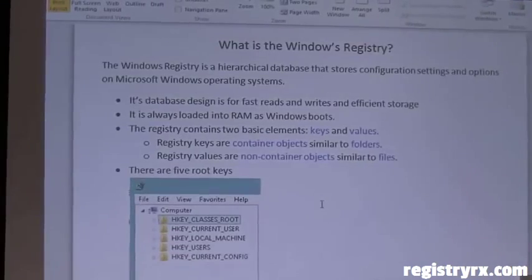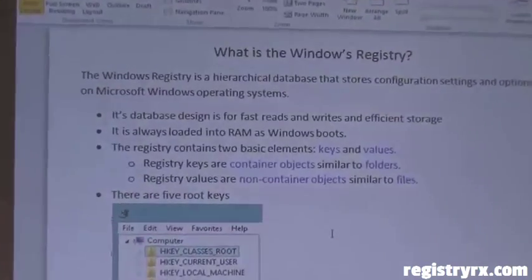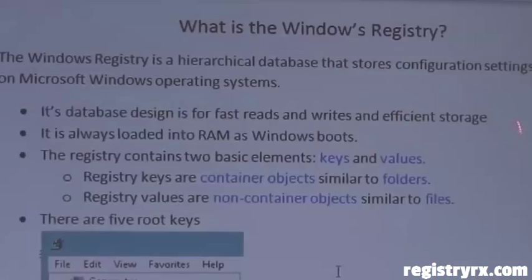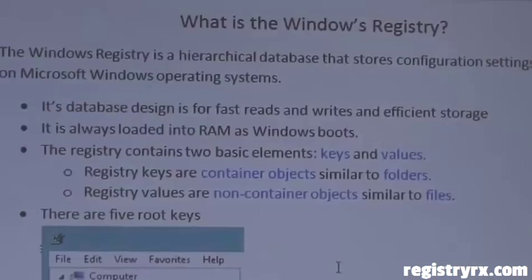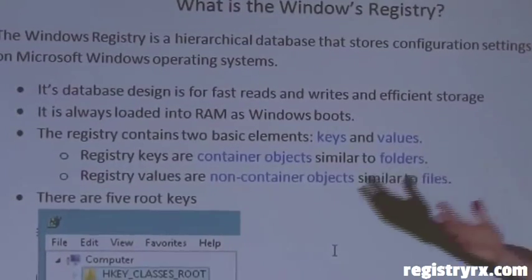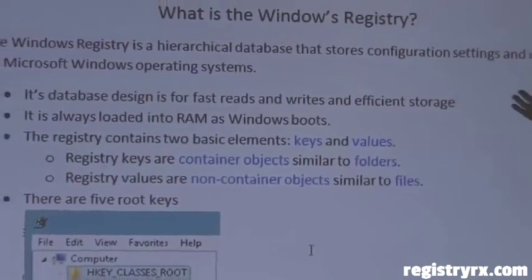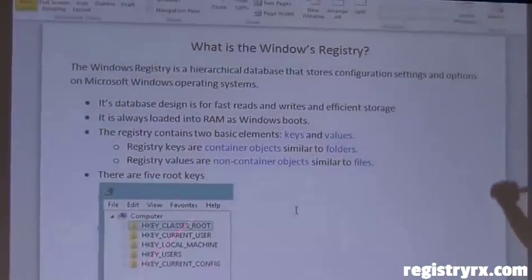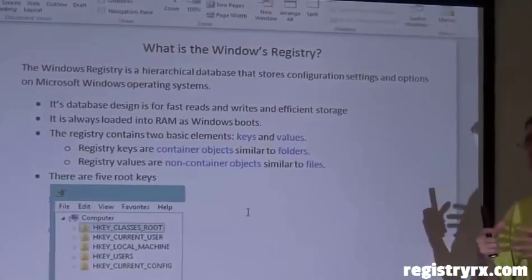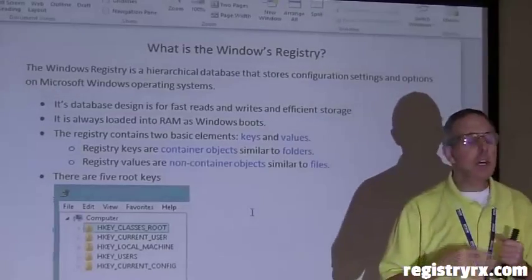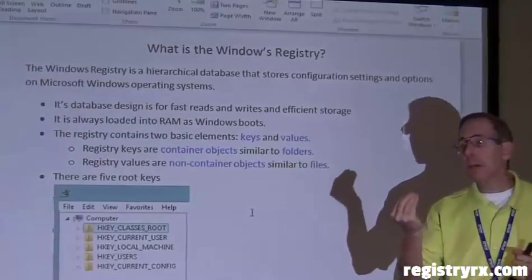What is the Windows registry? The Windows registry is a complex hierarchical database that stores all of your configuration settings and options of the Microsoft Windows operating system. In Linux, we do it with text files. In the Windows environment, we do it with the registry. It is a database designed for fast reads and writes and very efficient storage. If you go look at your registry, it typically is between 15 megabytes and 20 megabytes.